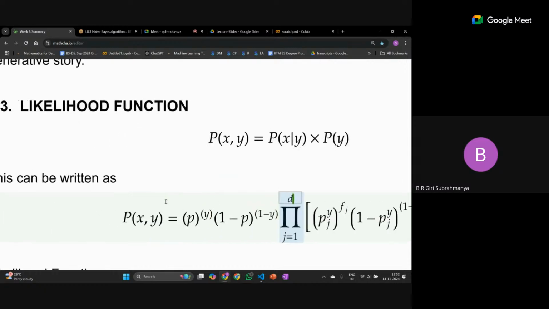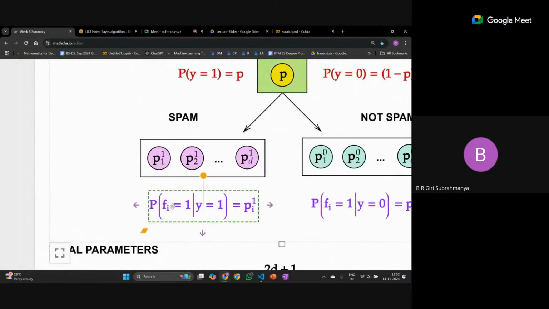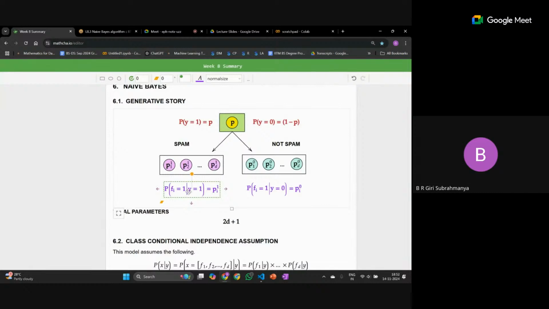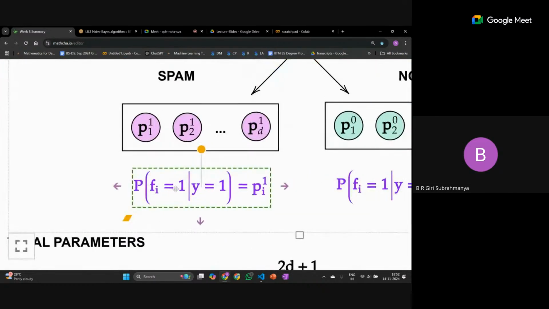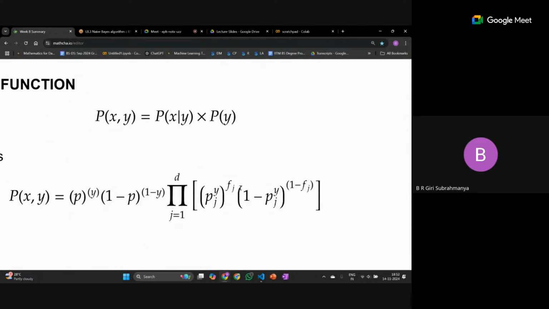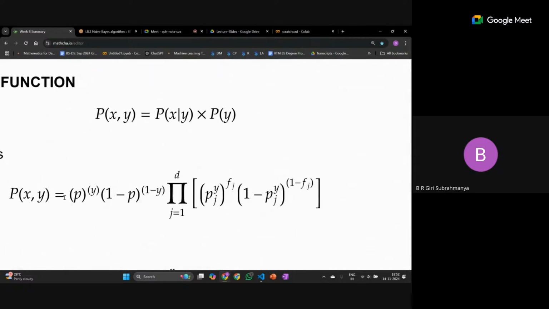Now what is going to be within this? It's going to be this one, but you don't know what the feature is. It can either be P of Fi being equal to 1, but it can also be 0. It can also be P of Fi being equal to 0 given y is equal to 1, which is nothing but 1 minus this one. So that is going to be given as this expression. Now this is for one data point.